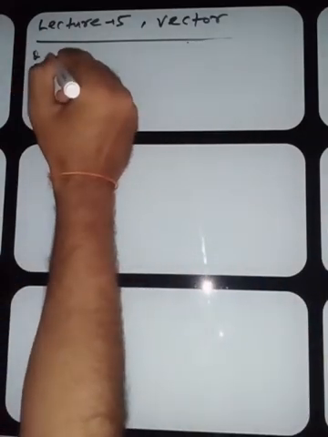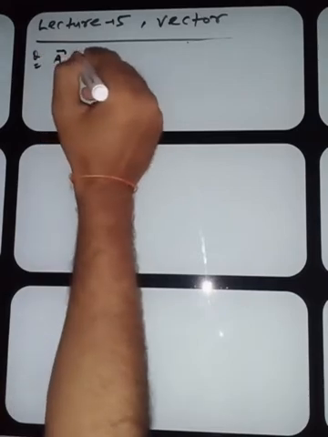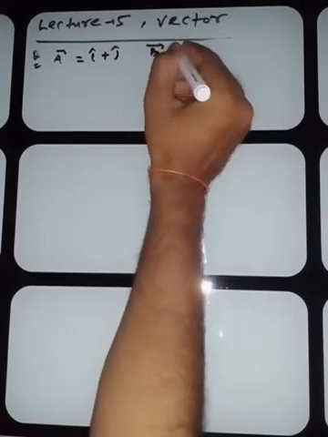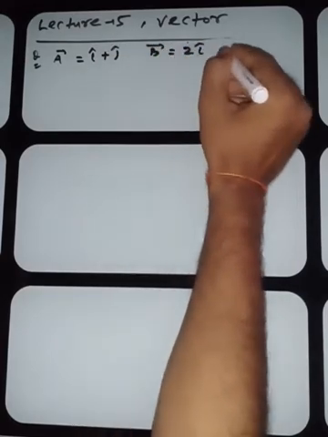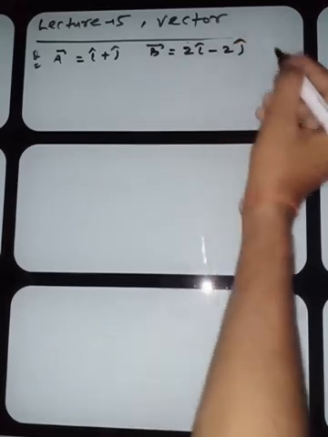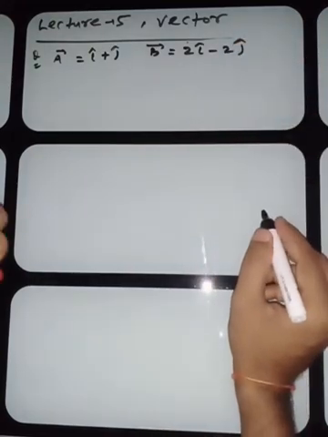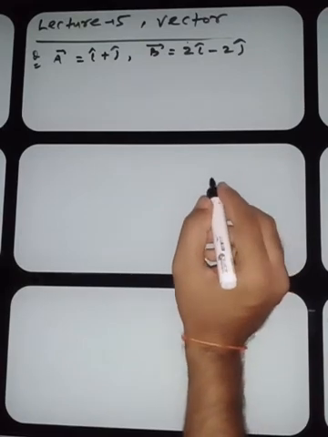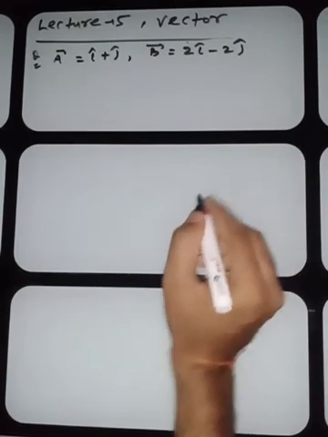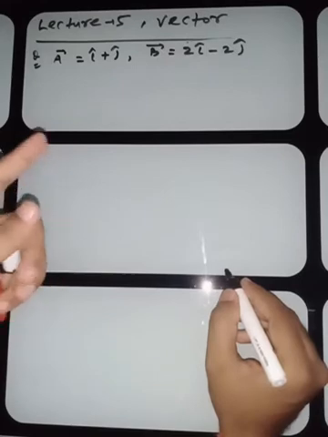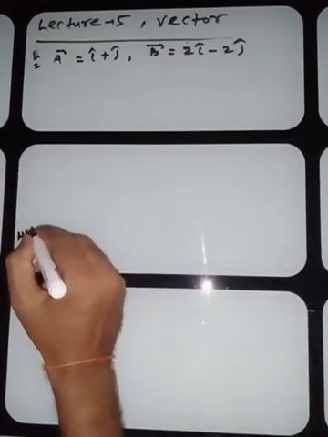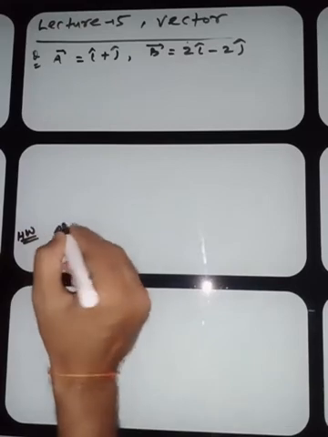Here the two vectors: a is i plus j, and the vector b is 2i minus 2j. What will be the angle between these two vectors a and b? Try to find out, my dear student. After that I will solve this question. Meanwhile you are solving that question, I am writing here the homework. Try to solve that question.